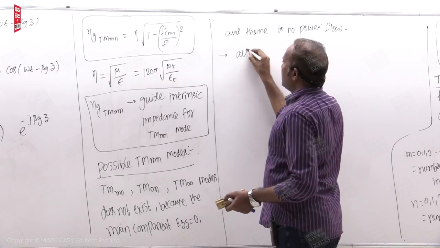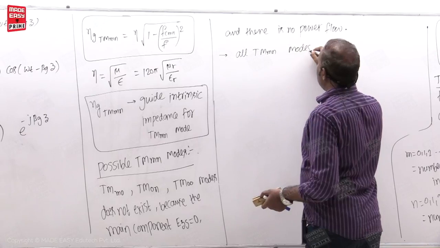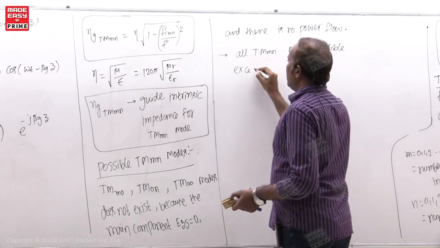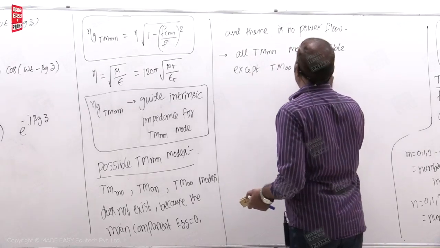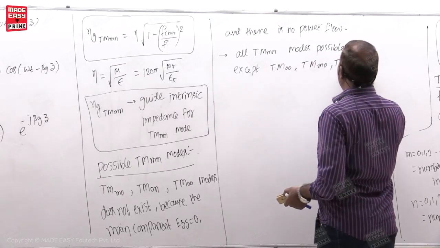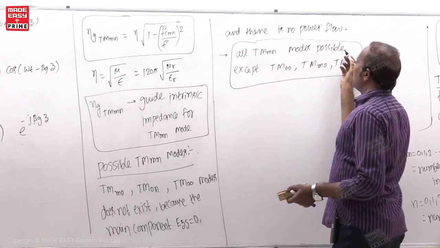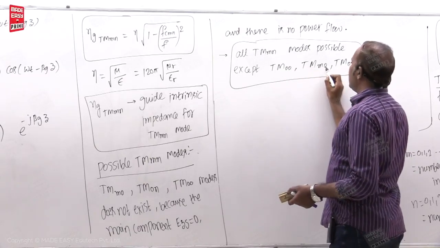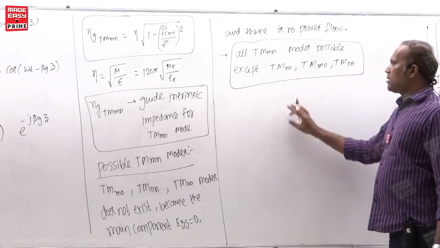I will write the statement. All TMmn modes are possible except TM00, TMm0, TM0n. That is the statement, student. All TMmn modes are possible except when M0, N0, or otherwise any one of them is 0. So those modes are not possible. These modes are not possible.